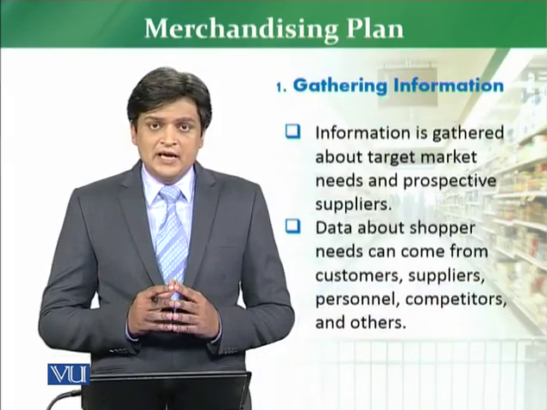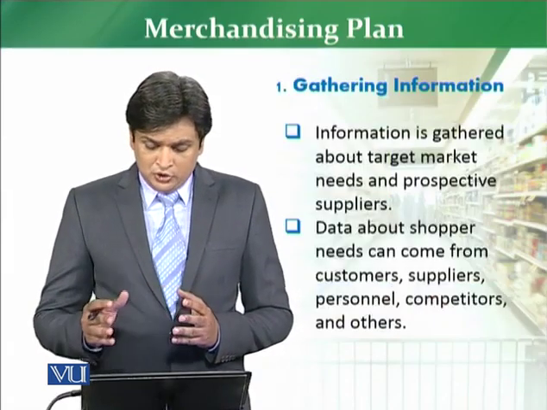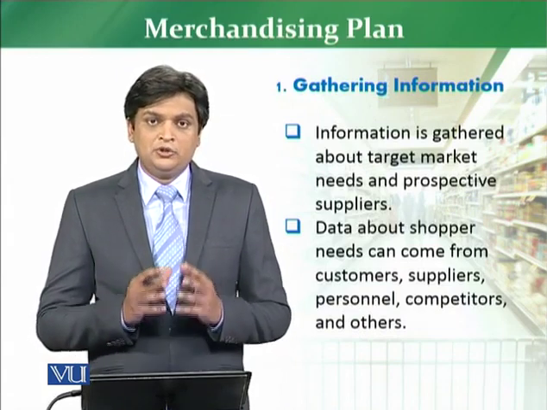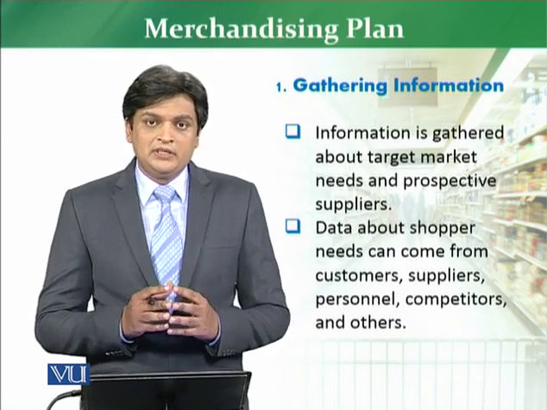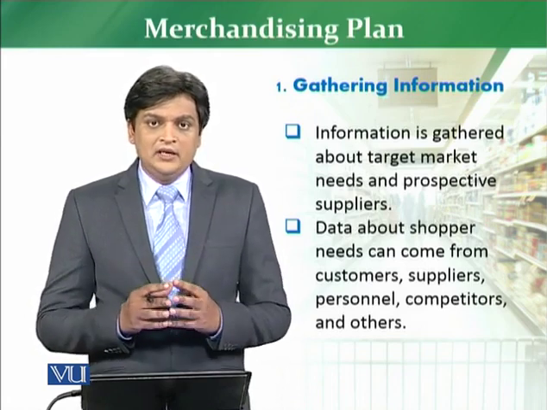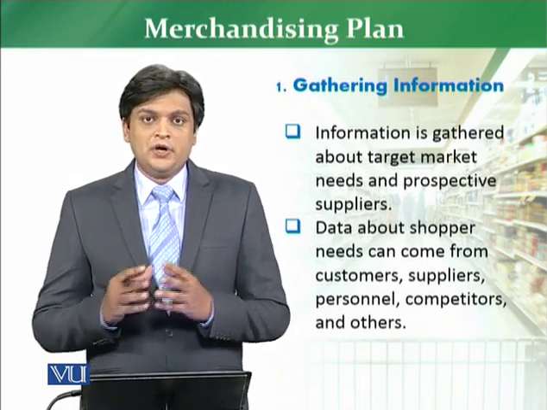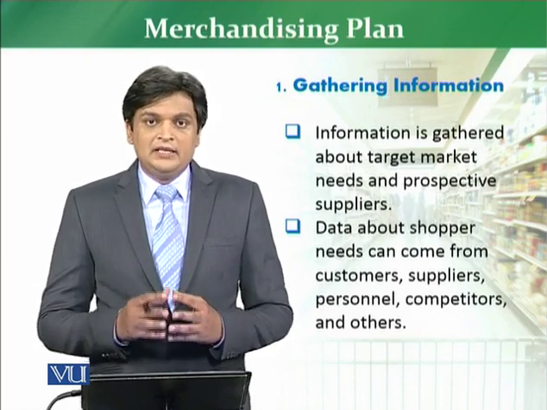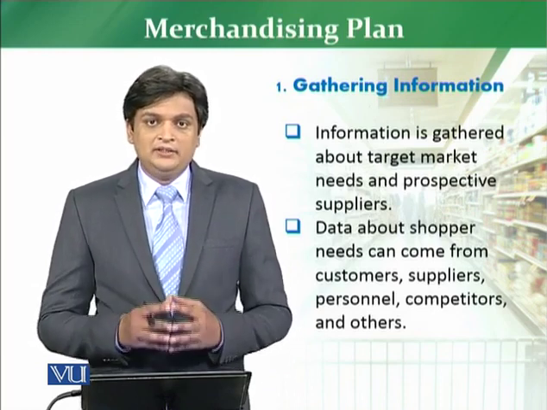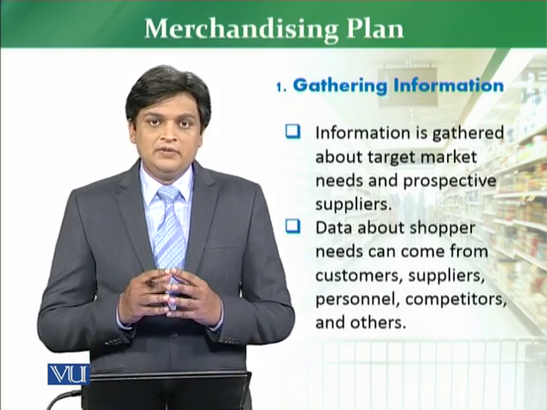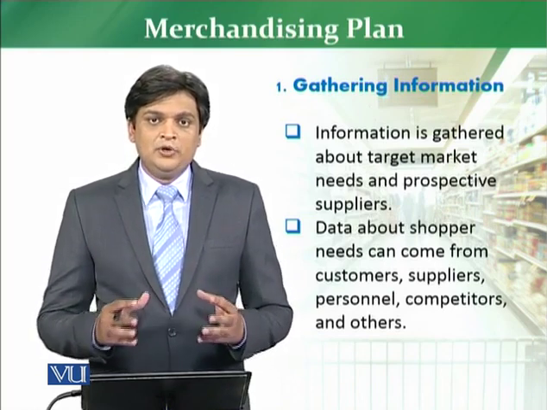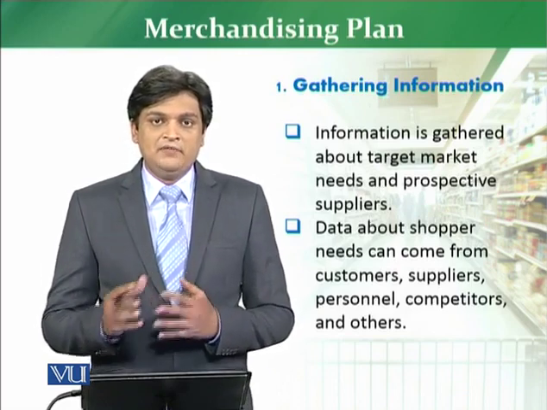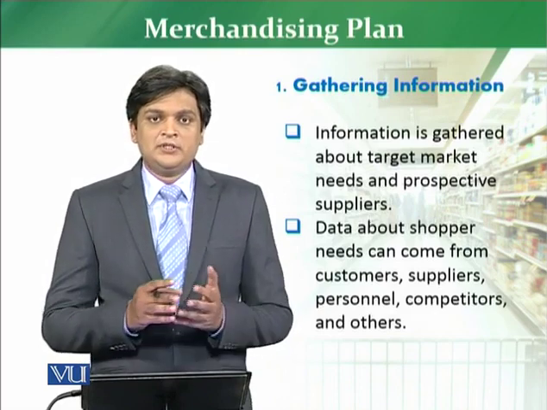Once we discuss the gathering of information, it is gathered normally about the target market needs and prospective suppliers. So you have actually 2 things in your mind. One is what would be the target market, and second, from whom I am going to buy these products. So who would be my prospective suppliers? For example, if I have planned the beverages category, which suppliers will I go to for the negotiations, the purchase and the contracts? If it is beverages, there will be suppliers for soft drinks and suppliers for hot drinks.